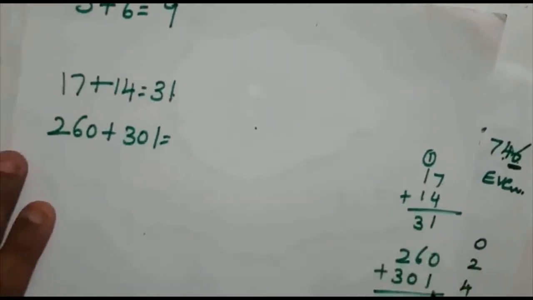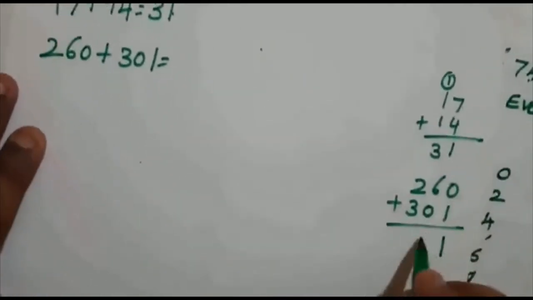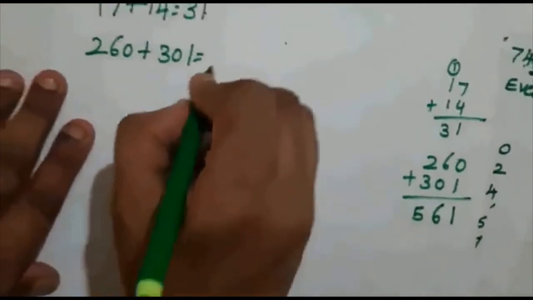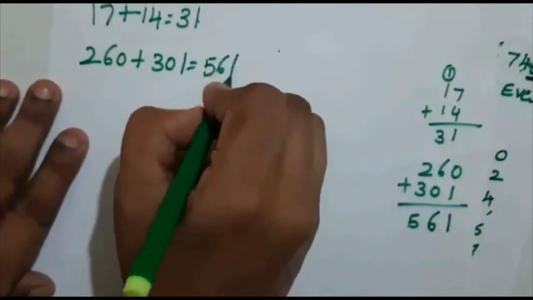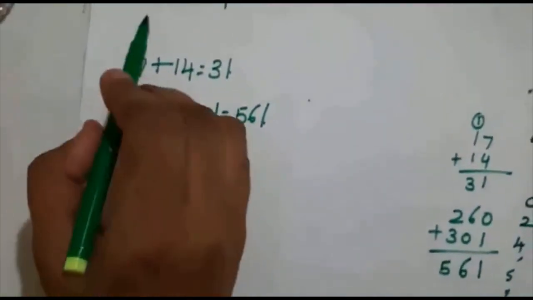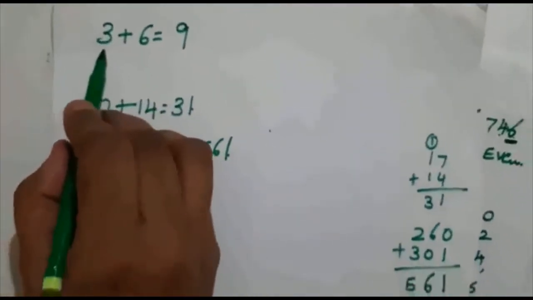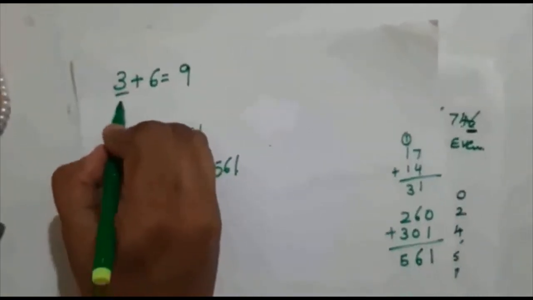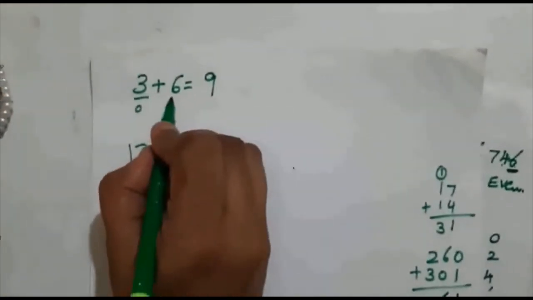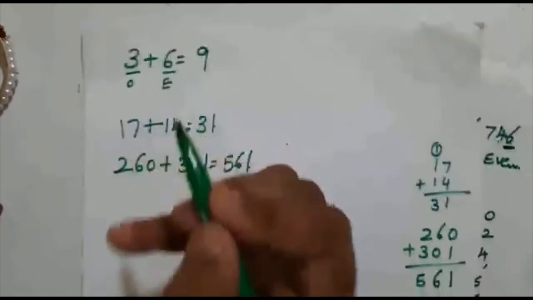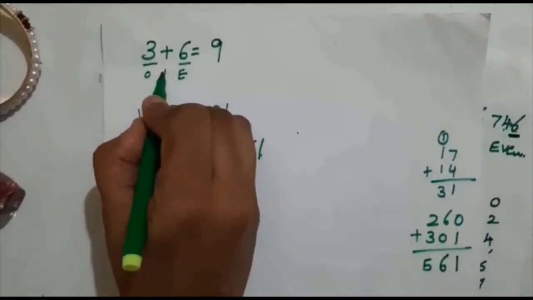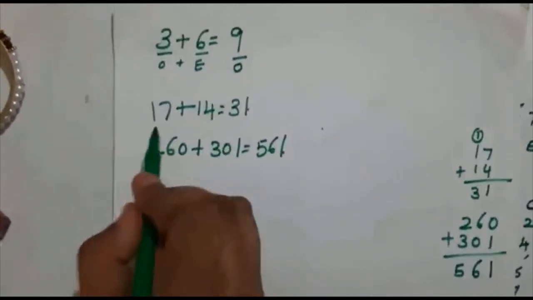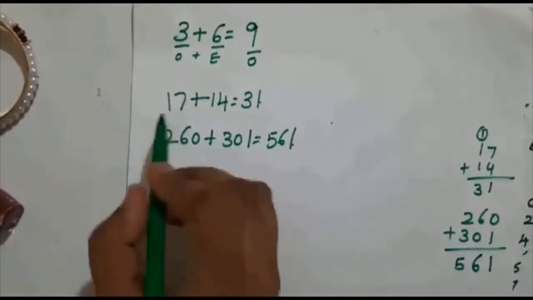So, we are adding. 0 plus 1 is 1. 6 plus 0 is 6. 2 plus 3 is 5. What is the result, children? 561. Carefully, if you observe here, what are the numbers we are adding in these addition facts? Here, we are adding one odd number and one even number. So, what is the answer we get, children? An odd number.